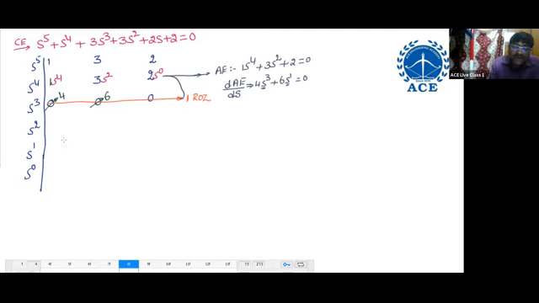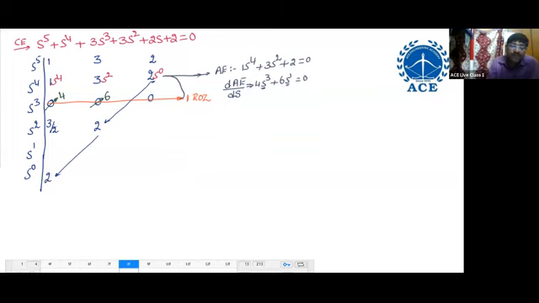Come on, then do it. What will we get here? 4 into 3, 12. 12 minus 6, 6. So 6 by 4 means 3 by 2. Yes or no? Next, the s power 0 coefficient shifts diagonally, so that means 2, here also 2.